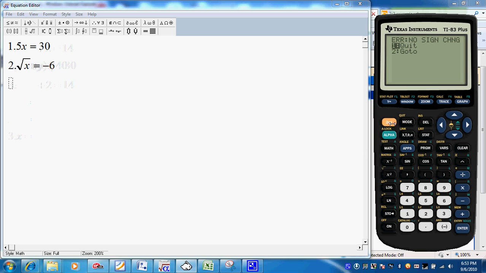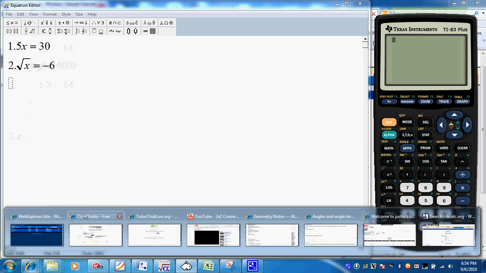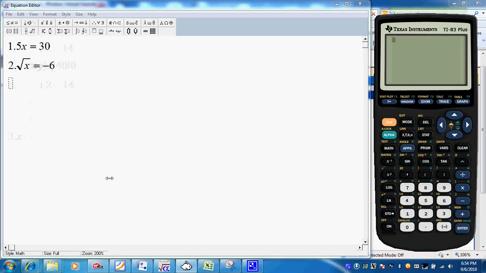And all you need to do to get out of it, if you're in it, for example, is hit second mode and you're out of it. There you go. And this is how to solve an equation with the equation solver that the TI-83 calculator had.